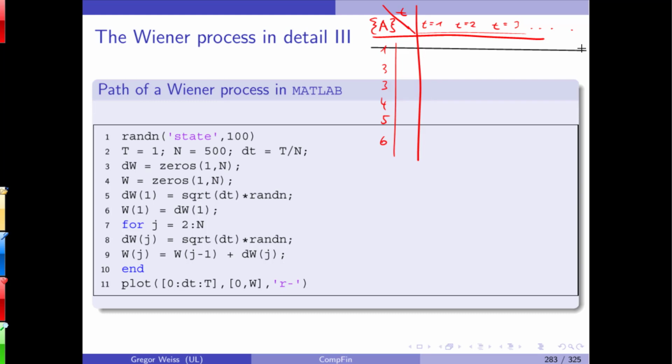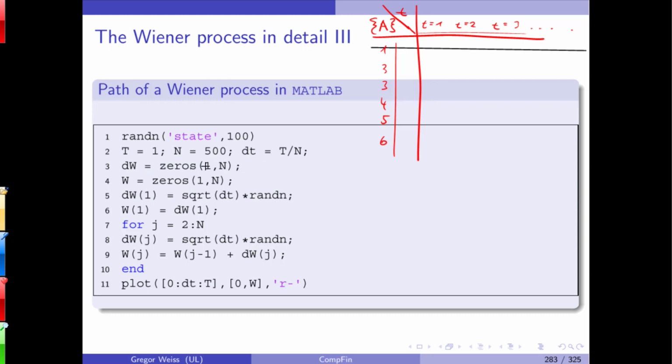Path of a Wiener process. And I can very simply simulate a path from a Wiener process. I start in the first line by taking randn, state 100. What is randn in MATLAB? Rand stands for random number generator, and n for normal distribution. Wiener process is more or less connected to the normal distribution, so we are simulating 100 random numbers from the normal distribution.